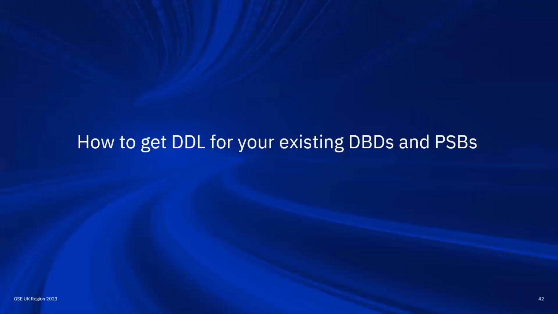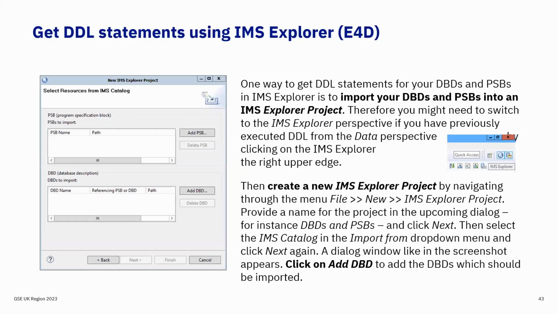So that's it. It's very simple, very straightforward how to run this ZDDL utility to submit DDL. And just for completeness' sake, I put this in there. We often get asked this question. I've got existing DBDs and PSBs. How do I convert them to DDL? Can I do that? And the answer is yes.